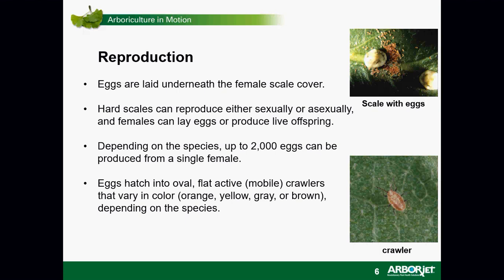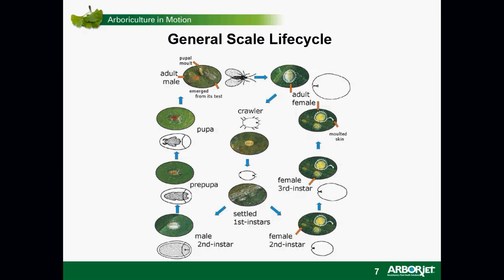The eggs, as I mentioned, hatch into crawlers, and they can be quite variable in size and shape and color, as indicated in the lower right corner. This provides an illustration of the general life cycle of scales. Using the pointer, you start with the female who lays eggs, producing crawlers, and they will settle into areas, and depending on their sex, will molt into males or females.